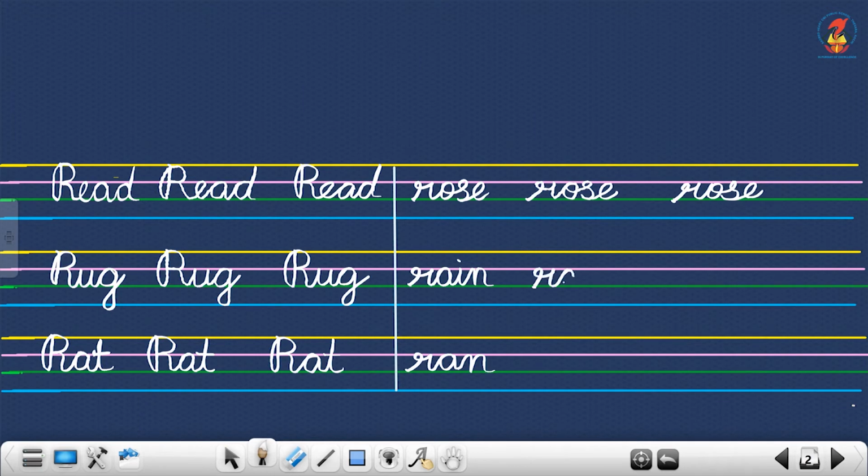R A I N. Then take your pencil and put the dot for letter I. R A I N. Rain. I'll repeat one more time. R A I N. Rain.